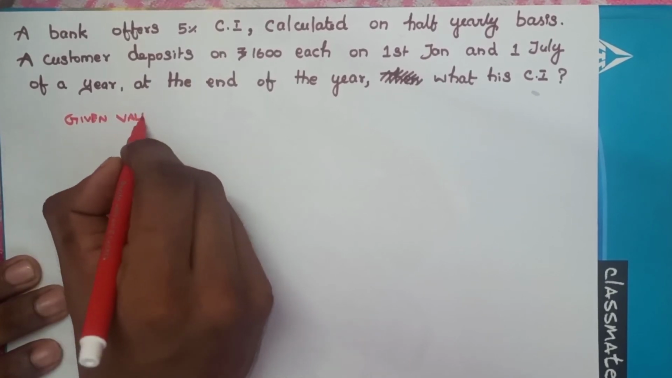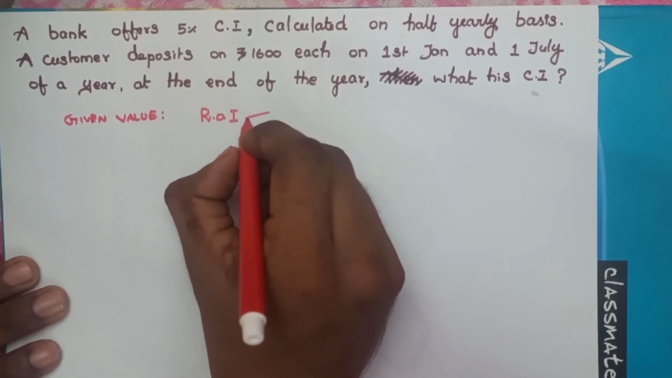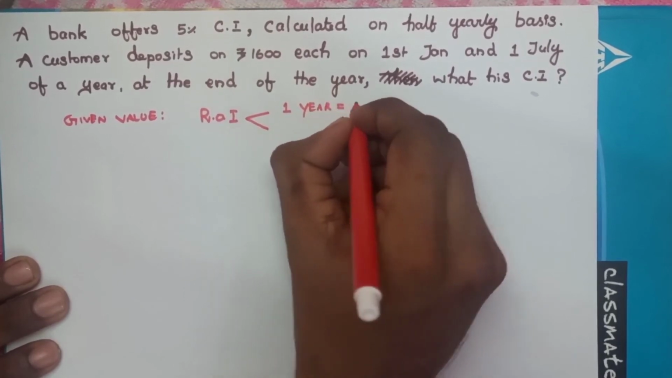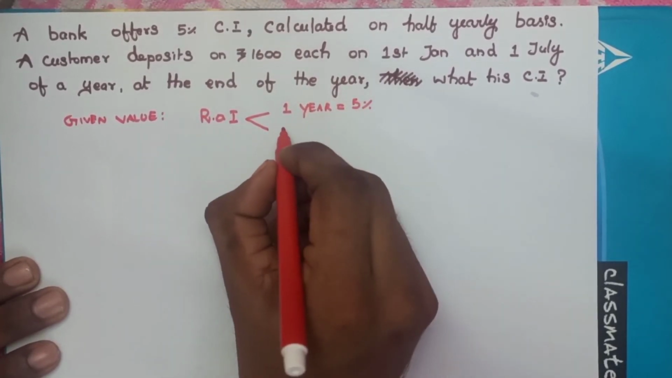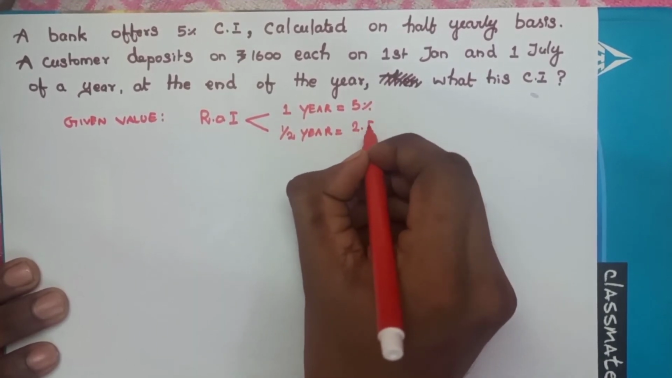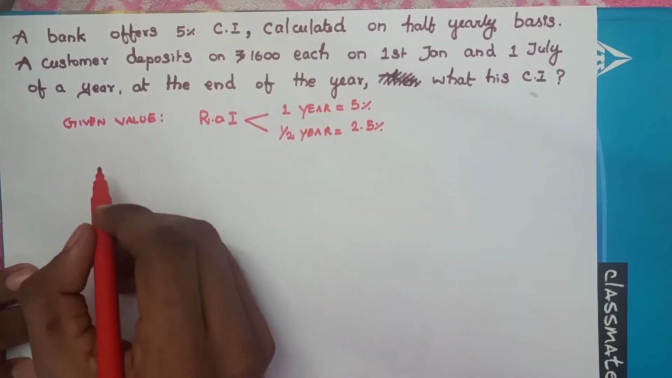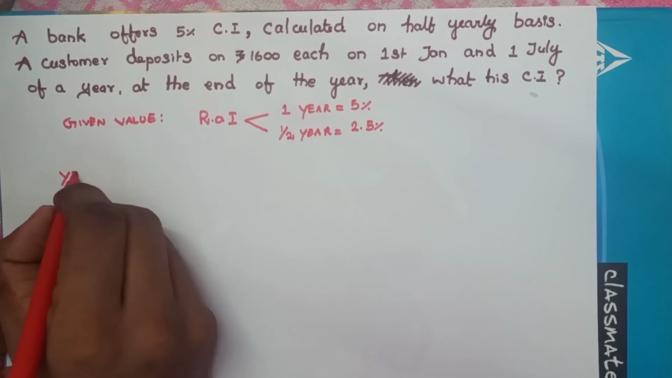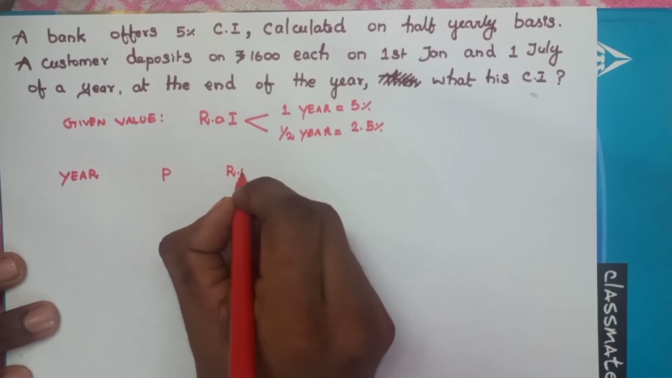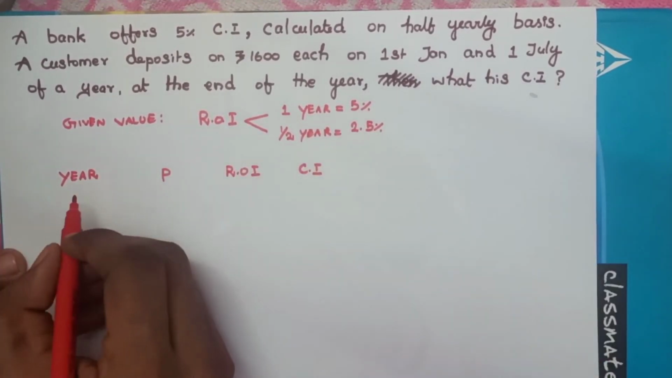Given value, rate of interest, 1 year rate of interest is 5%, and then half year rate of interest is 5 divided by 2, that is 2.5%. That's it. And we will write down the general table here: principal, rate of interest, and compound interest. And they will ask to find the compound interest, right?